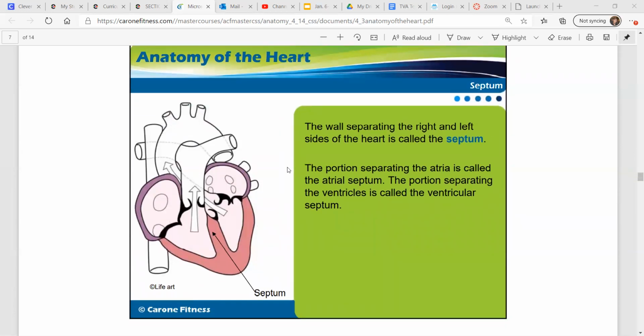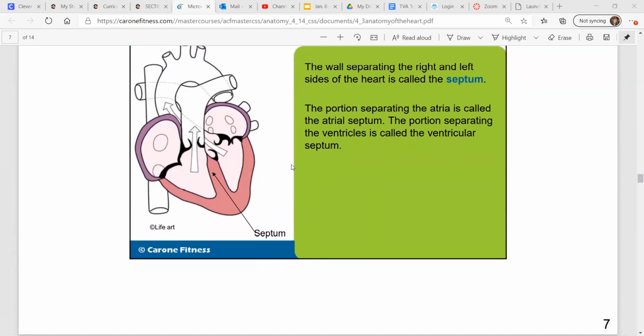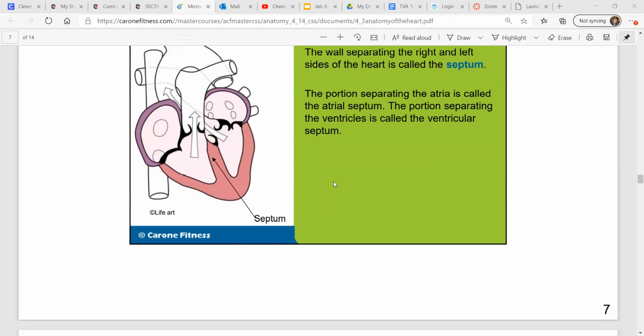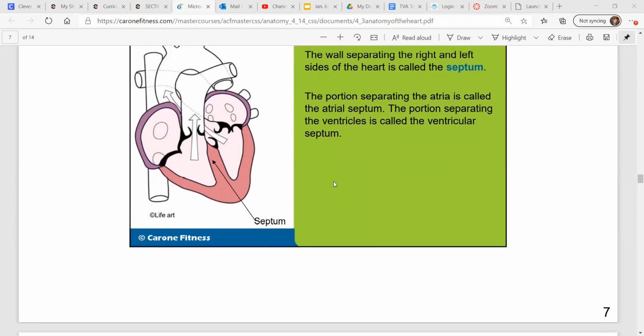The wall separating the right and left sides of the heart is called the septum. The portion separating the atria is called the atrial septum. The portion separating the ventricles is called the ventricular septum. And it's like, if you've ever heard of a nose piercing, they call that septum piercing, when you get the little thing through the middle of your nose. Think of that: septum, middle, in between.